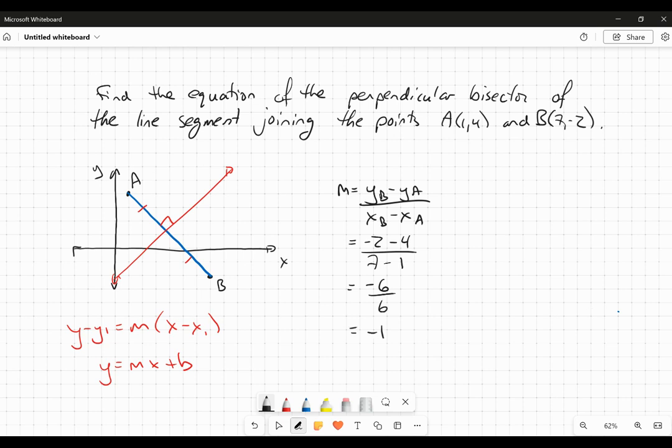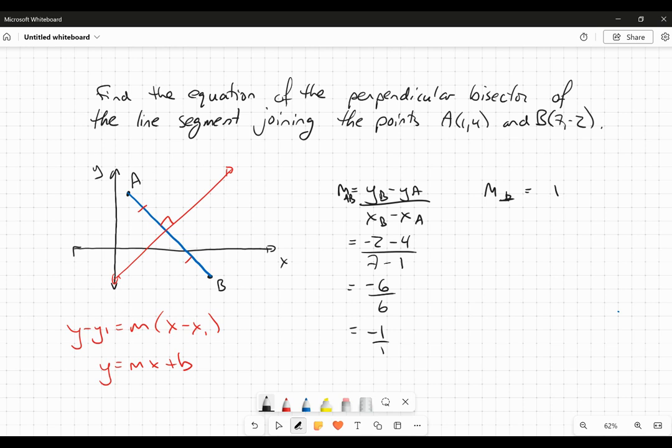So the slope of AB is -1. And so what I want is the perpendicular slope to that, which we know is going to be the negative reciprocal. Okay, so -1 over 1. If I change the sign and flip it, I'm going to get 1, that's awesome. It's a great, great slope to have. Nice and easy to work with.